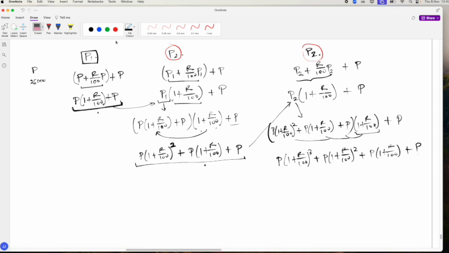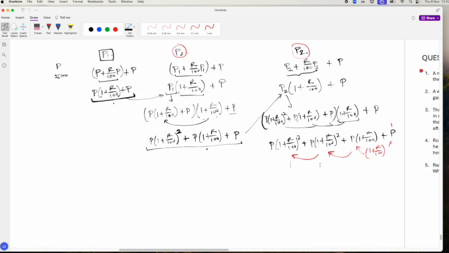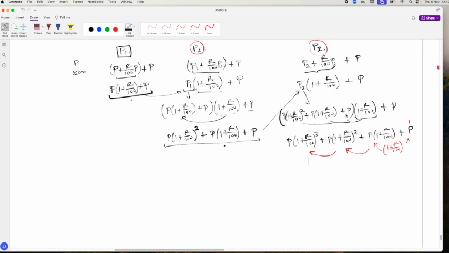So if we take this as being the first term, we would have to multiply by 1 plus R over 100 to get the second term, multiply that again to get the third term, multiply that again to get the fourth term. So now, in this case, we actually have this expression being a GP itself. And in this GP, we have R, which is the common ratio, being 1 plus R over 100, right? Where we have A being P.